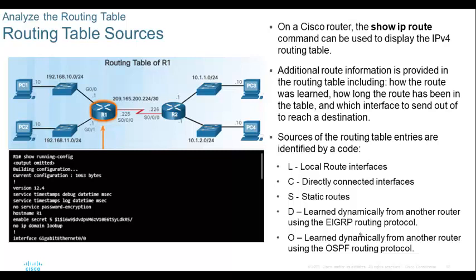Okay. In the routing table, you may see L, C, S, D, O. O means OSPF given routes. D means EIGRP given routes.